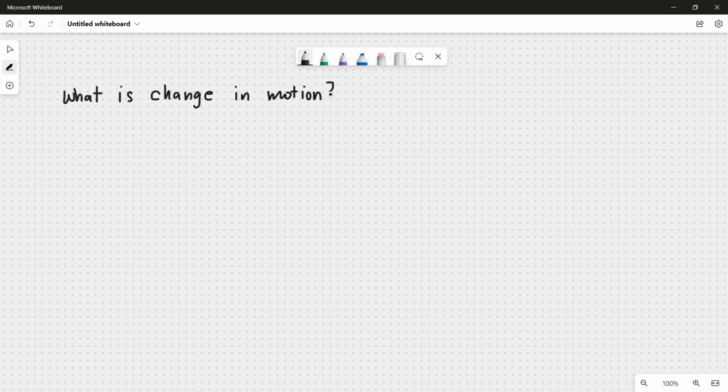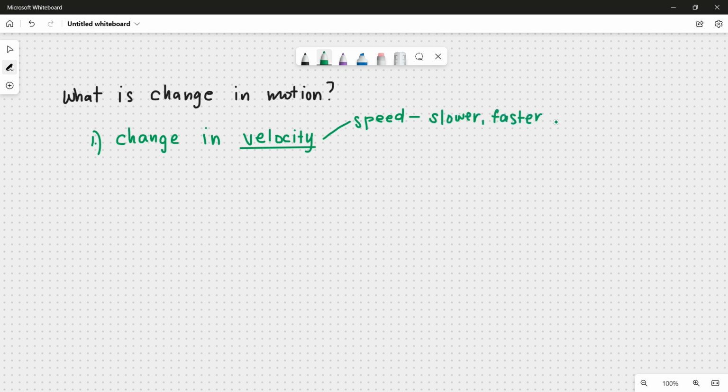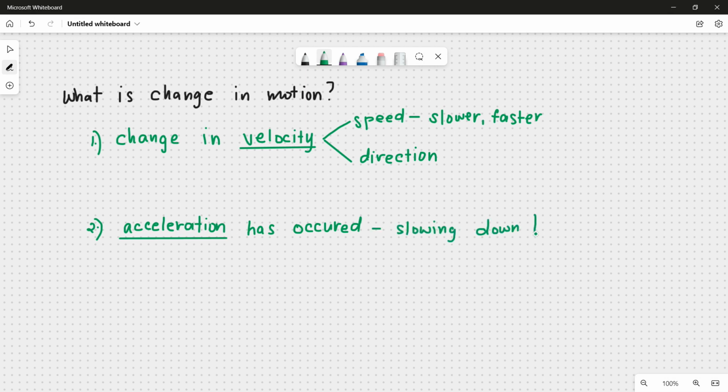First, what do we mean by a change in motion? A change in motion is simply a change in velocity. The speed of an object can become slower or faster. The direction in which the object is moving can change, or both of these variables may change. A change in velocity means, by definition, that an acceleration has occurred. Note that acceleration can refer to slowing down or speeding up.